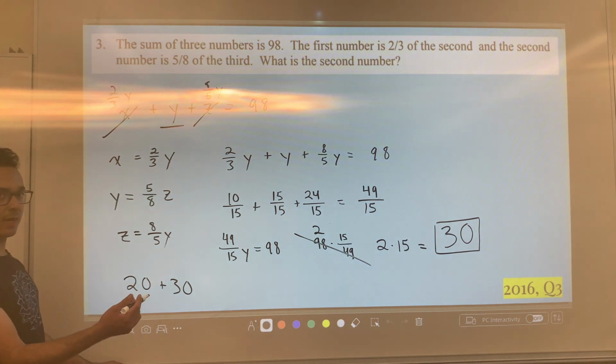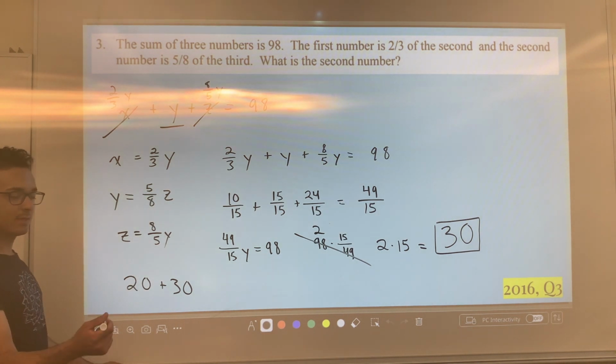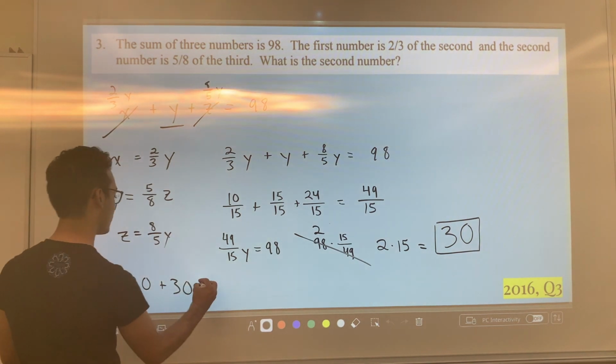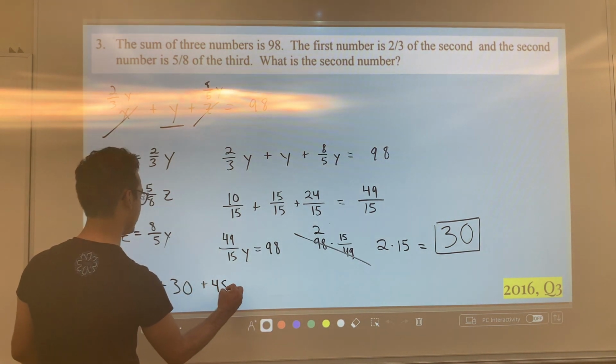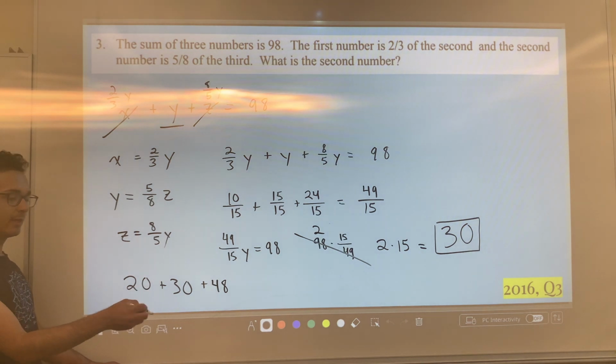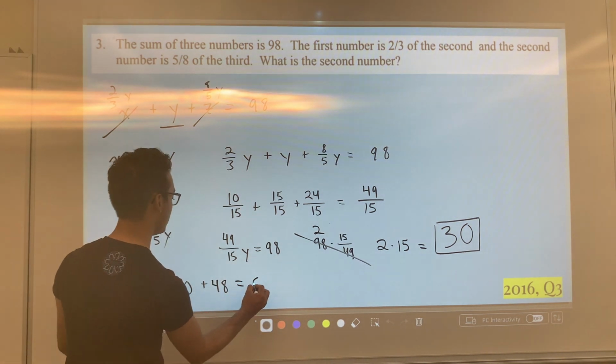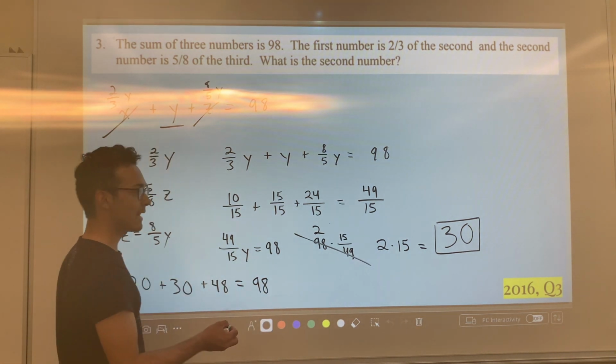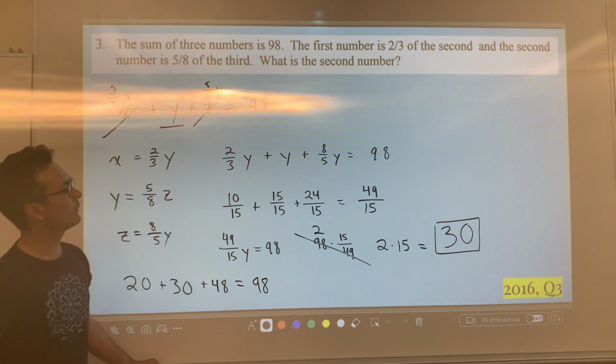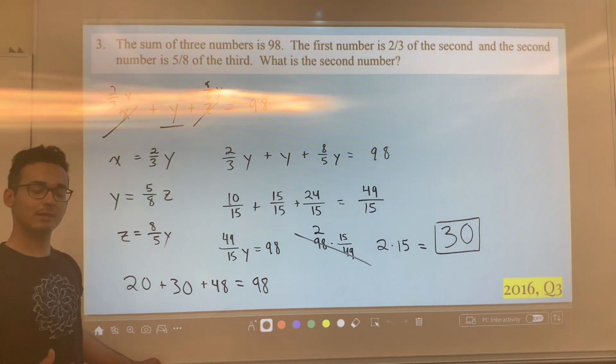And 8/5 y, 30 divided by 5 is 6. 6 times 8 is 48. So we would find that our third number is 48. And when you do 20 plus 30, you get 50. 50 plus 48, you get 98. So this satisfies everything in the problem. We get that our second number is 30.